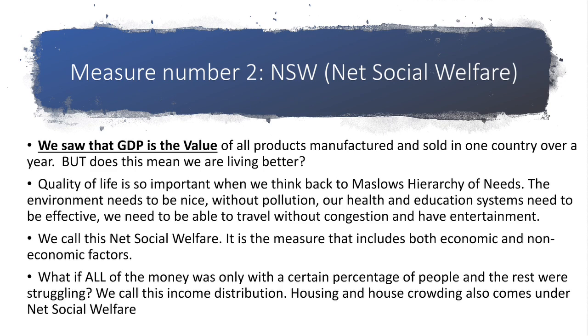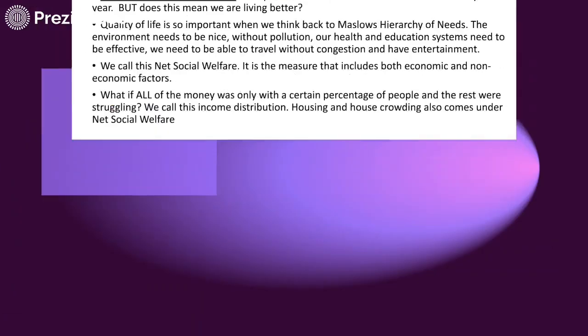So once we take all of these things into consideration, we call this measure net social welfare. And this is the measure that includes both economic and non-economic factors. So what if all the money was only with a certain percentage of people and the rest were struggling or perhaps poorer? So that concept is called income distribution, and net social welfare includes this, as well as housing, house crowding, and house crowding also comes under that.